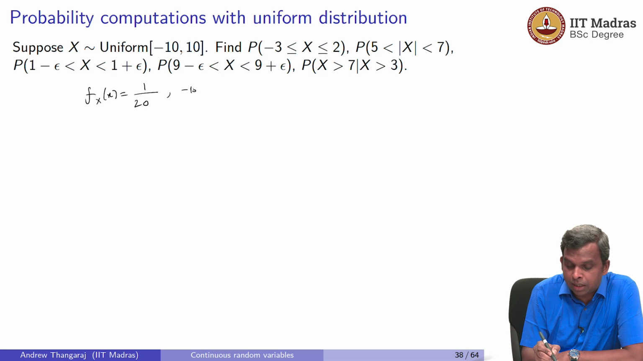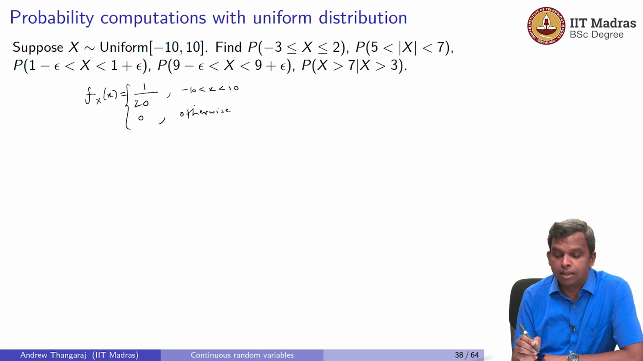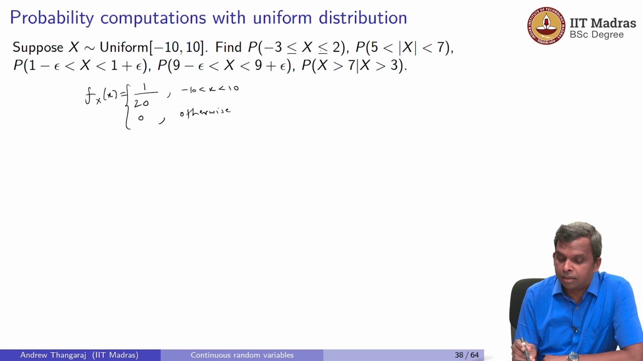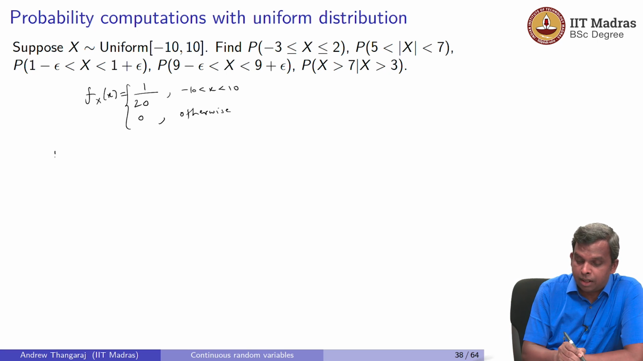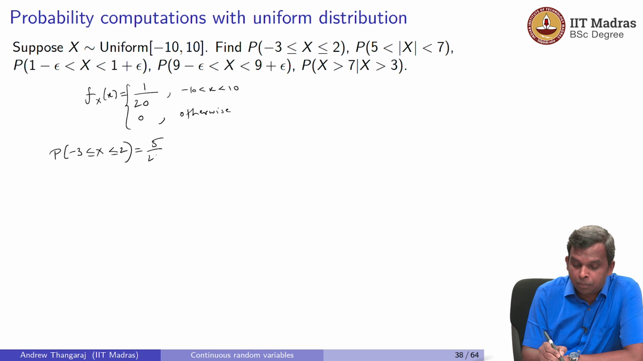For minus 10 less than x less than 10, the PDF is 1 by 20, and it is 0 otherwise. Okay. This is the PDF, and for any probability you just have to find the width of the interval and multiply it by 1 by 20, isn't it? So let's write down a few of these. Probability of minus 3 less than or equal to x less than or equal to 2: the width is 5, right? So 5 by 20, or 1 by 4 if you want.